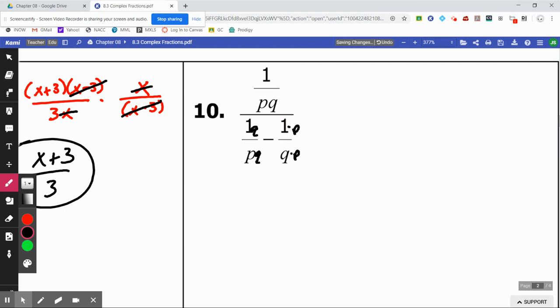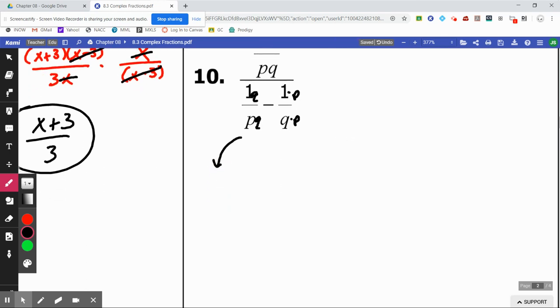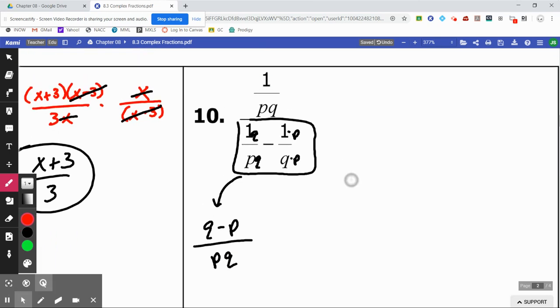So on bottom now, and you can do these separately, I'm going to come over to the side. On bottom, the top of your fraction is now 1Q minus 1P, over the bottom of your fraction, which now has your common denominator of PQ. So now let's put the two together.